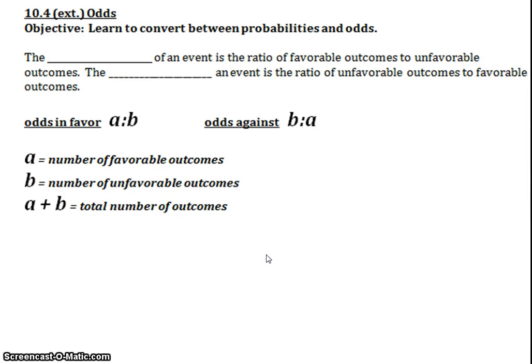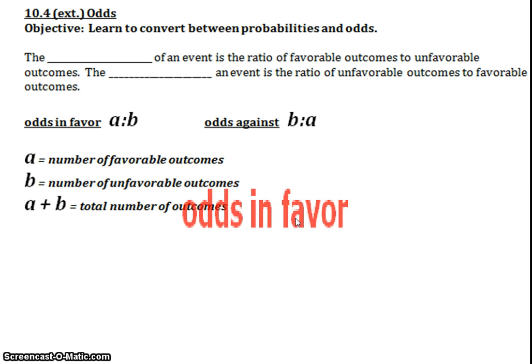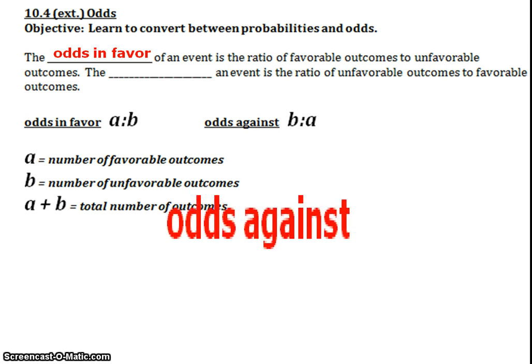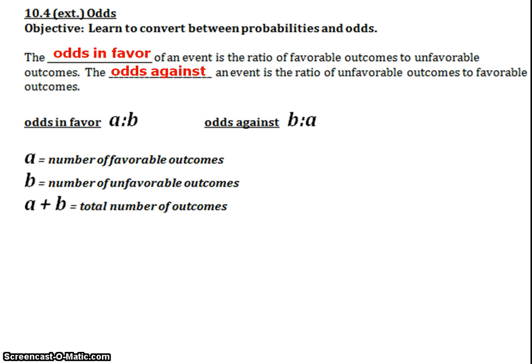Chapter 10, Section 4, Extension, Odds. The objective of this lesson is to learn to convert between probability and odds. The odds in favor of an event is a ratio of favorable outcomes to unfavorable outcomes. The odds against an event is the ratio of unfavorable outcomes to favorable outcomes.